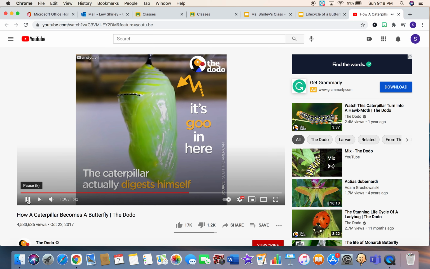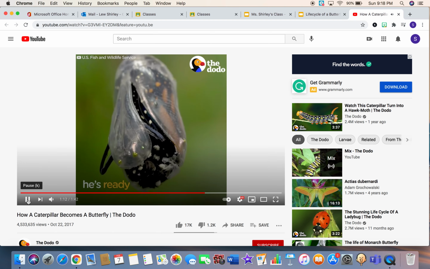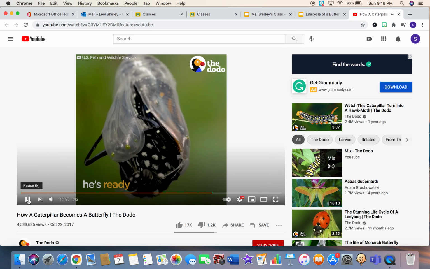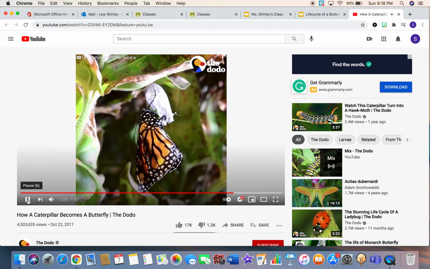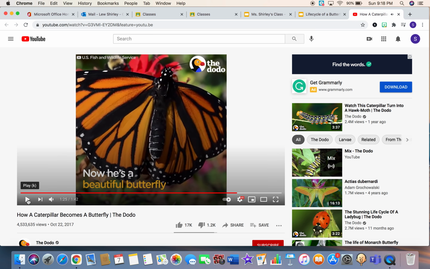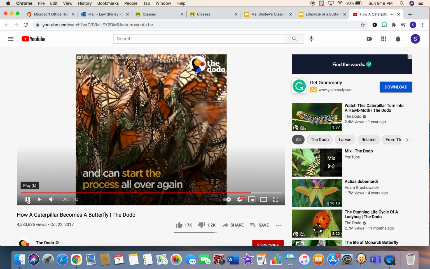The caterpillar actually digests himself. It's goo in here. Ugh. Rebuilds himself too. And after a couple of days, he's ready to stretch his new wings. Now he's a beautiful butterfly. And this is stage 4, the butterfly stage. And he can start the process all over again.